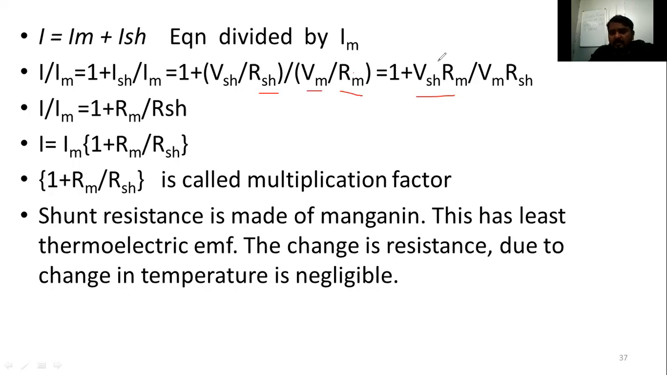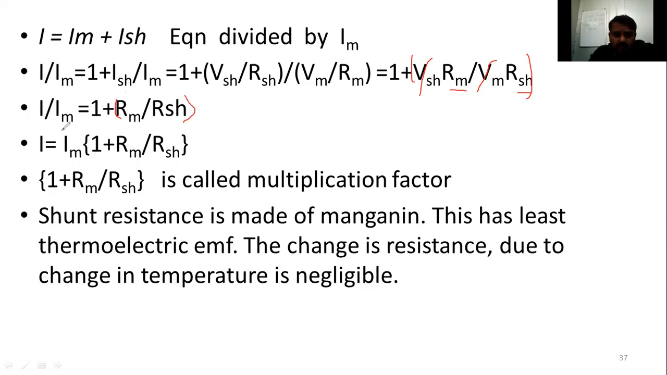So from the basic parallel equation, I told that the voltage Vsh equals Vm. So Vsh equal to Vm means these two will get cancelled. What is the term left here now? Rm divided by Rsh. So now I will write: I divided by Im equals 1 plus Rm divided by Rsh. I will write this equation.